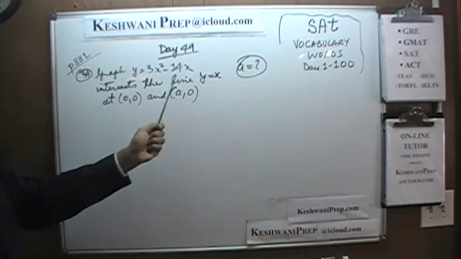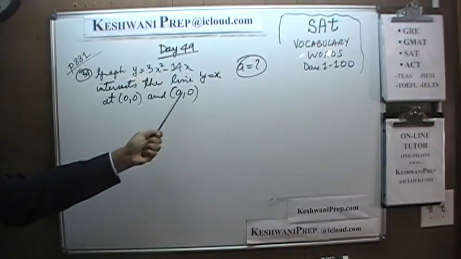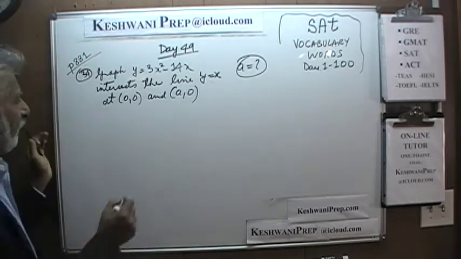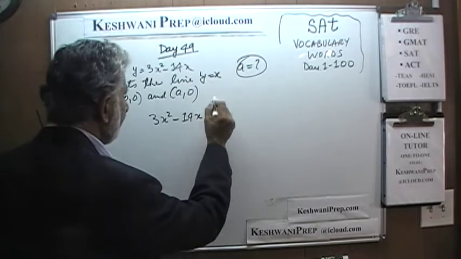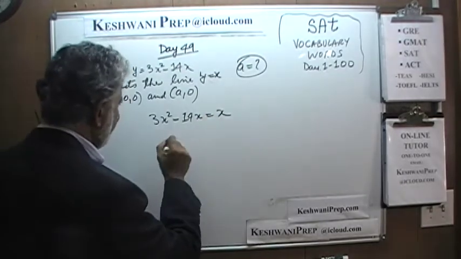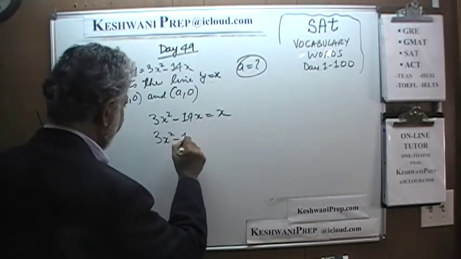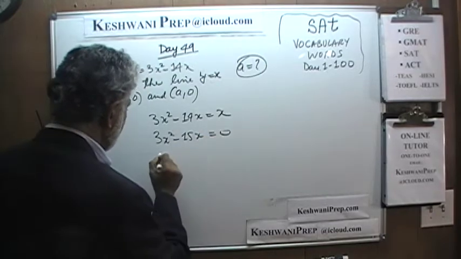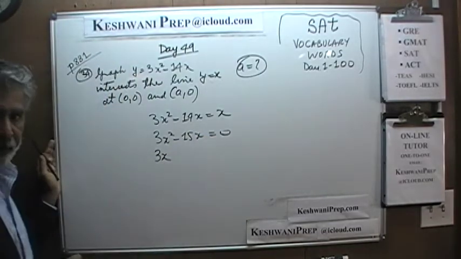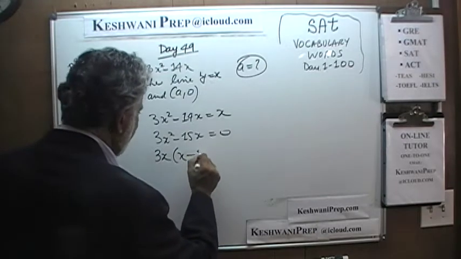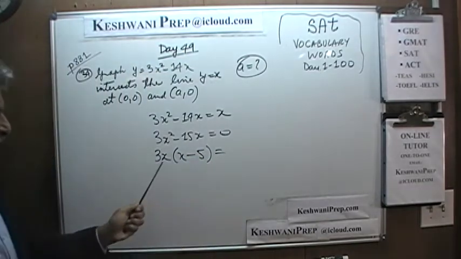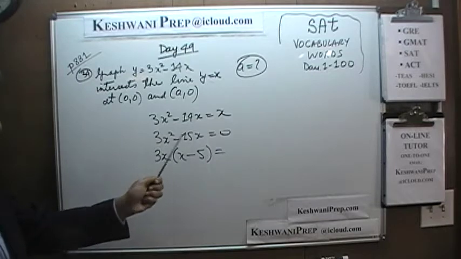We set them equal to each other because they share this point in common. So if we set them equal to each other, we end up with 3x squared minus 14x is equal to x. Bring the x to this side, we end up with 3x squared minus 15x is equal to 0. Take 3x as a common factor, we end up with x over here and x minus 5 over here, because 3 times 5 is 15, and then x, 15x.